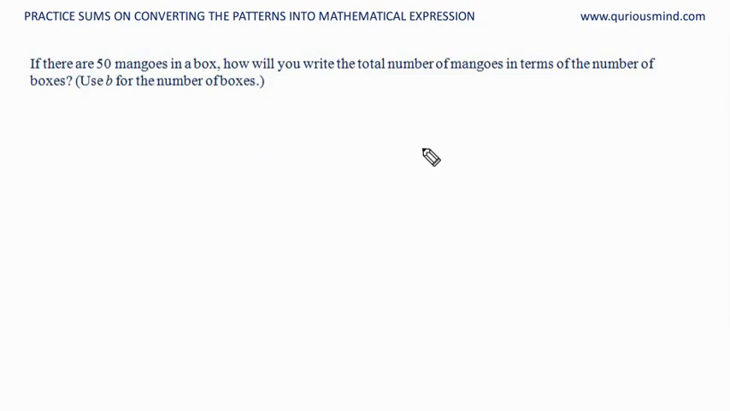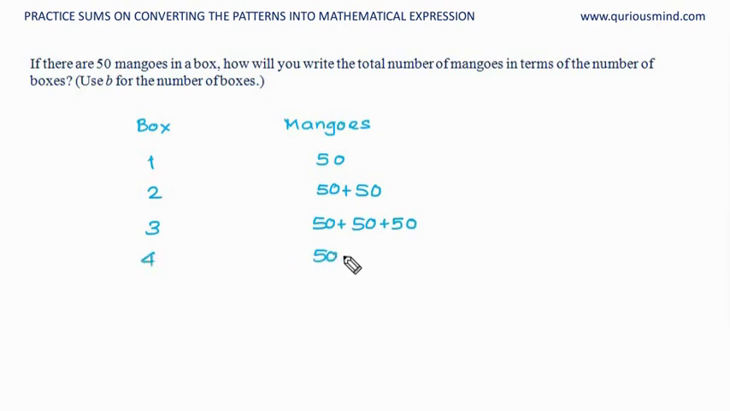If there are 50 mangoes in one box, how will you write the total number of mangoes in terms of the number of boxes? So here I am writing box, and here I am writing mangoes. If it is one box, I have 50 mangoes. If it is 2 boxes, then 50 plus 50, 2 times 50. If I have 3 boxes, it will be 50 plus 50 plus 50. If I have 4 boxes, first box 50, second box 50, third box 50, fourth box also 50. So total mangoes, if you see here, 50 is 1 time 50. Here 2 times 50, so it is 2 into 50, which is 100. Here 3 times 50.